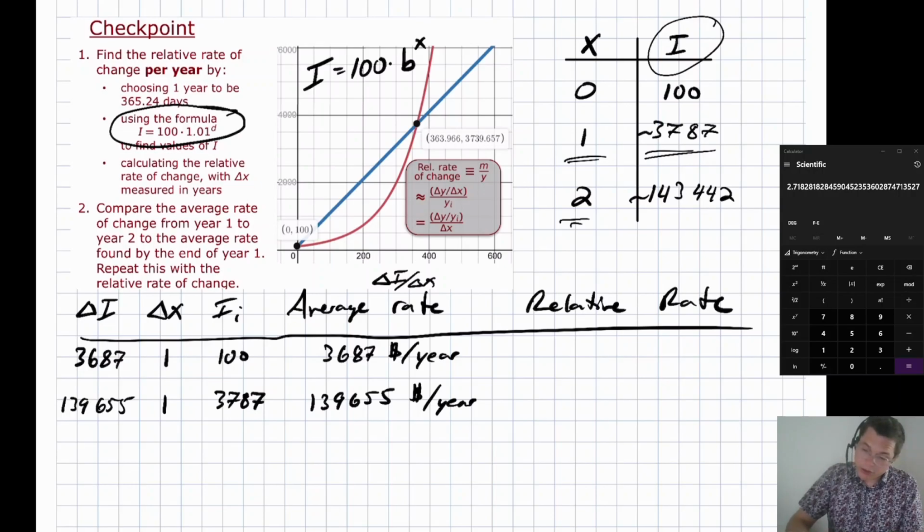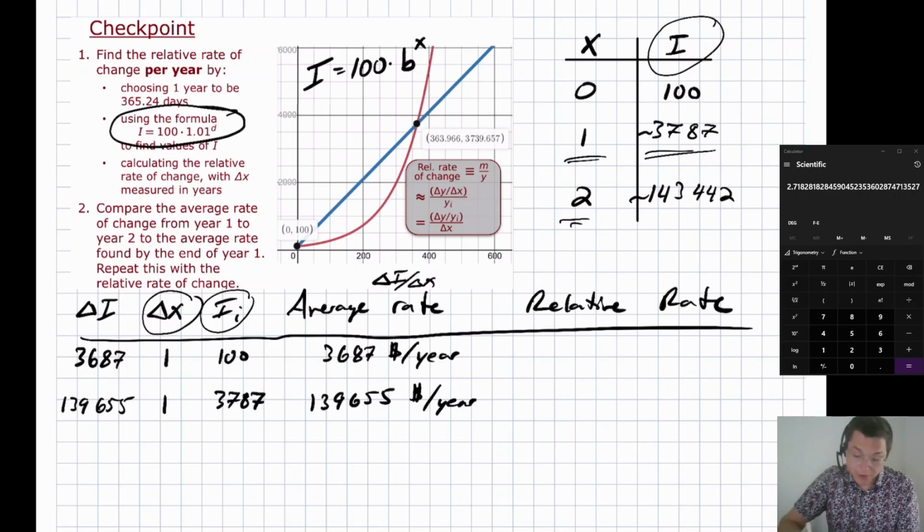And so the change from 100 to 3787 is 3687. My change in x is just 1 year, because I'm measuring x in years. And my initial value, which I'll need for later, is that 100. And so my average rate is $86.87 per year, at least within the first year. That's my average rate of change.